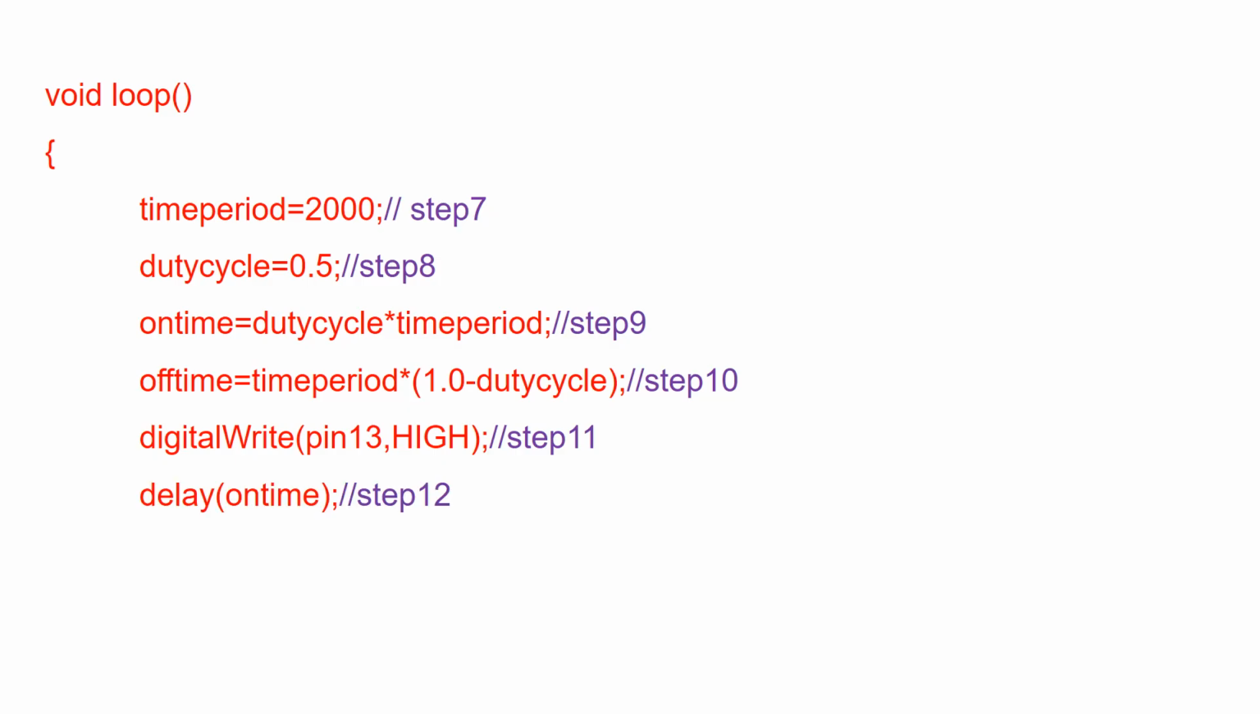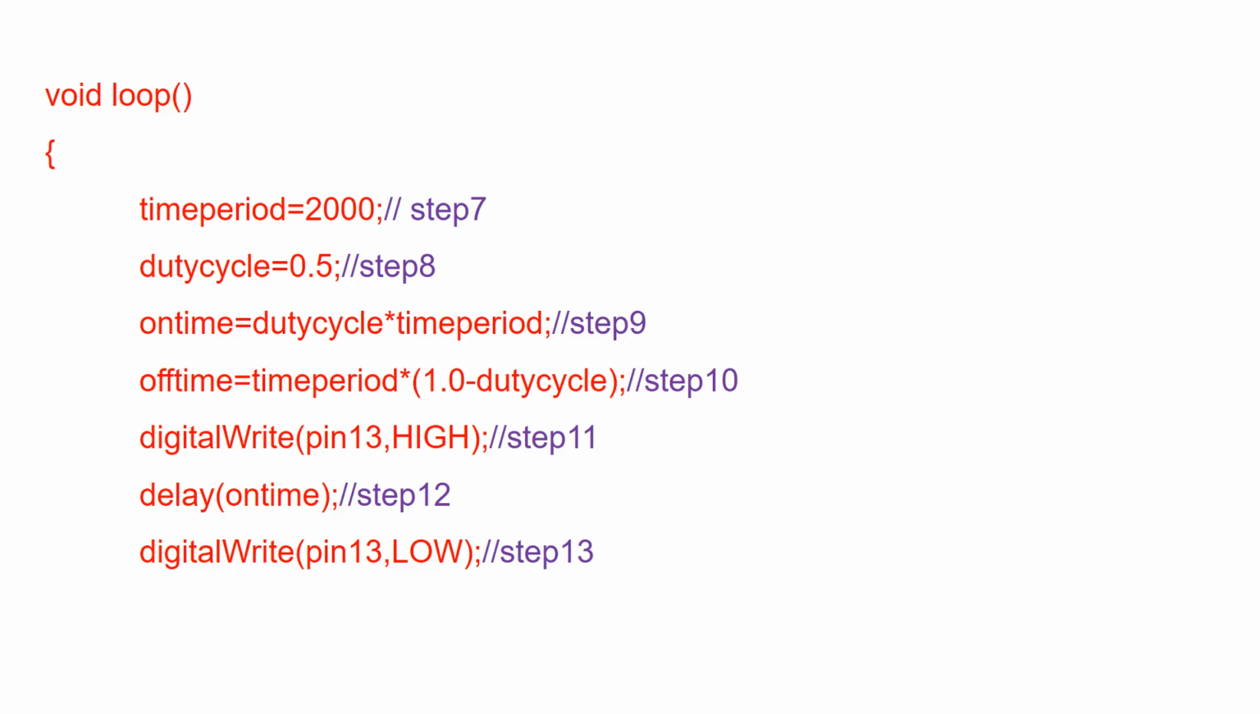In the next line and with the same tab space, type delay, open the small bracket, on time, close the small bracket and put semicolon. Execution of this statement will result in a time delay of the duration equal to integer variable on time milliseconds. This corresponds to step 12 as mentioned earlier.